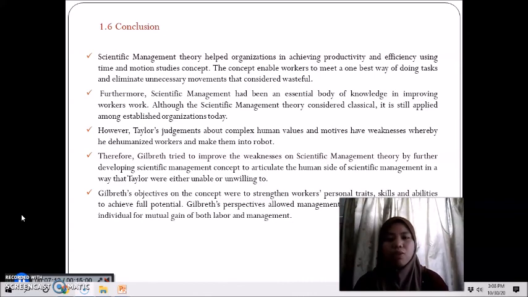However, Taylor's judgment about complex human values and motives had weaknesses, whereby he dehumanized workers and made them into robots. So therefore, Gilbreth tried to improve the weakness of scientific management theory by further developing the concept to articulate the human side of scientific management in a way that Taylor was either unable or unwilling to. Gilbreth's objective was to strengthen personal traits, skills, and abilities to achieve full potential. Gilbreth's perspective allowed management to focus on developing the individual for the mutual gain of both labor and management.